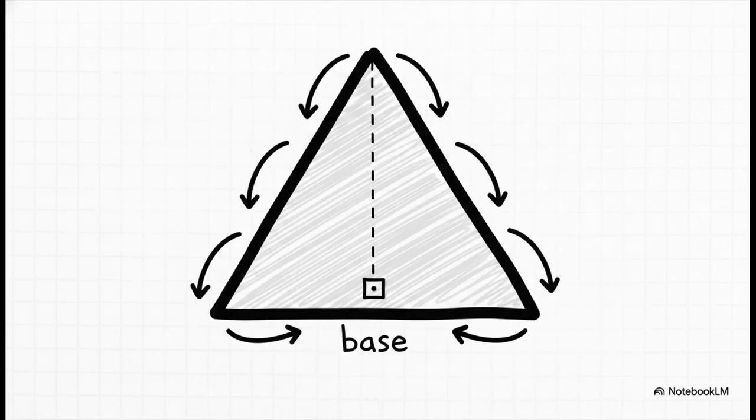So the crucial point is how we actually measure these pointy shapes. The perimeter is a breeze, honestly. Just add up all 3 sides. But the area, that requires a specific formula. 1/2 times the base times the height. And remember, the base is your horizontal foundation, and the height must be strictly vertical. It has to stand straight up at a 90-degree angle from that base.